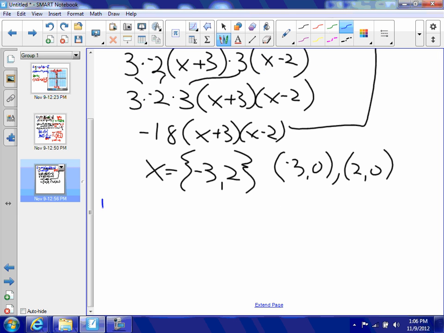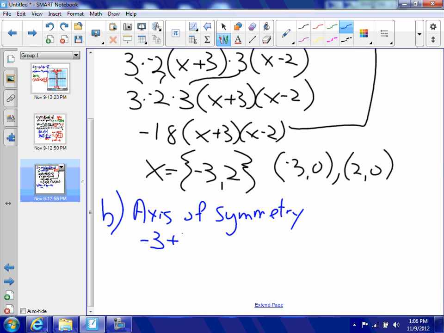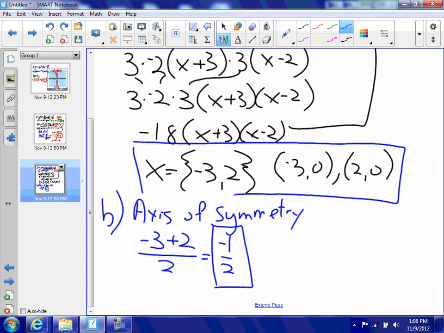Part B of this problem says, what is the axis of symmetry? Well, if I know my intercepts are negative 3 and 2, I can go negative 3 plus 2 divided by 2, because my axis of symmetry is going to be right smack dab in the middle of my two intercepts. So that is equal to negative 1/2. What do you know? My axis of symmetry is negative 1/2. Let's be good and box our answers here. So our axis of symmetry is negative 1/2.